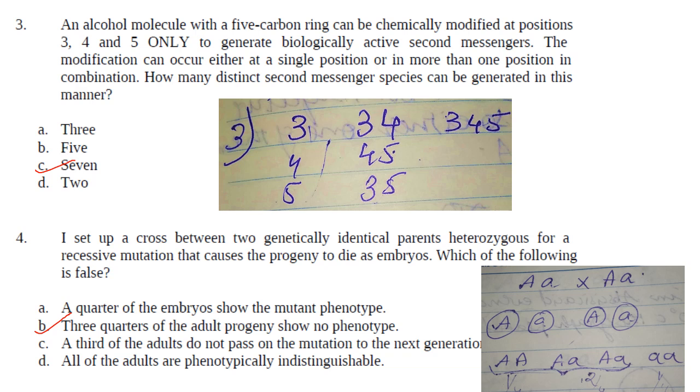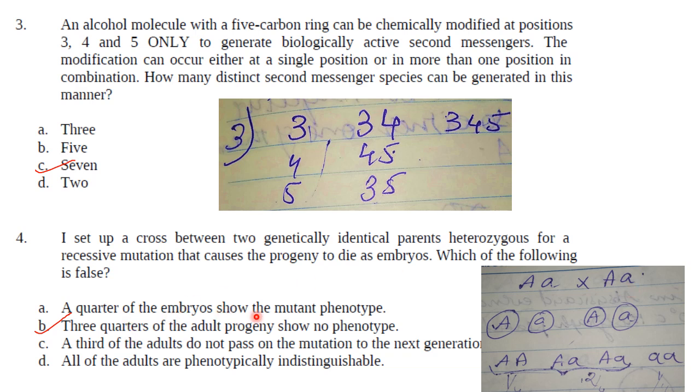Then I set up a cross between two genetically identical parents heterozygous for a recessive mutation that causes the progeny to die as embryos. Which of the following is false? So a cross has been set up between genetically identical parents heterozygous for a recessive mutation. That means capital A small a into capital A small a. That is the heterozygous condition. For the recessive mutation, small a, if you obtain that in the progeny, they will be homozygous for the recessive condition, and the small a condition will cause death of the embryos. So which of the following is false?